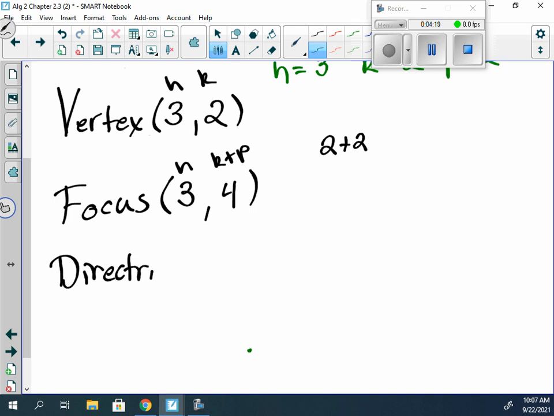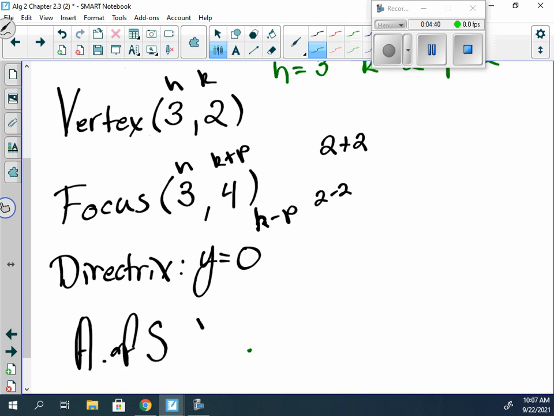Directrix. Well, it's y equals, this should be K minus P, and it is. So it'd be 2 minus 2, which is 0. Axis of symmetry, x equals 3. Okay. Questions on any of this here?